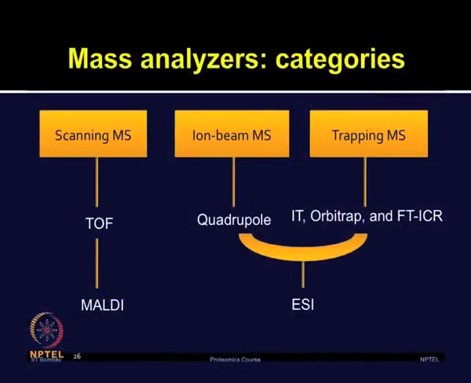Now, mass analyzers can be categorized broadly into scanning MS, ion beam MS and trapping MS. Scanning MS is more commonly used with the TOF, which is further coupled with the MALDI ionization source. The ion beam MS is commonly used for the quadrupoles, whereas trapping MS is used for the ion traps, orbitraps and FTICR. All these can be coupled with electrospray ionization, ESI. Now, let us discuss some of the important mass analyzers in a little more detail.